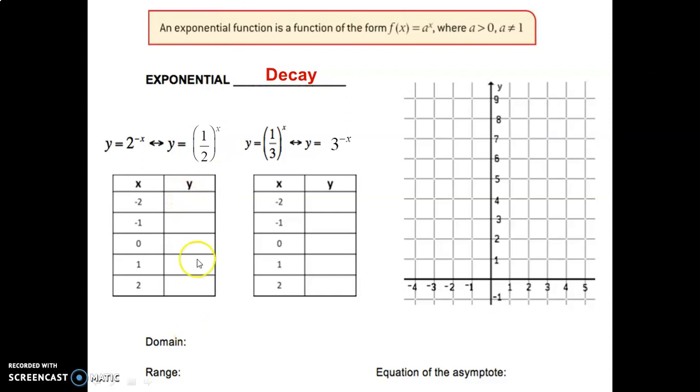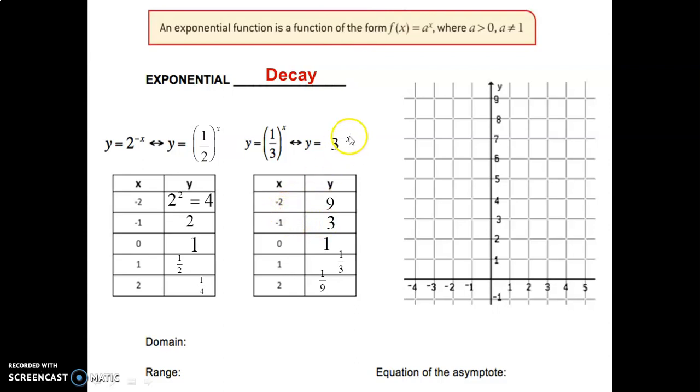Let's see what happens when you fill these tables. Let's put -2 into this one and see what we get. Well, that will work out to 2 squared, which is 4. Next one will be 2, then 1, then 1/2, and then 1/4. So let's see what that graph looks like. What's happening with that graph? Oh, let's fill this one in first. So we have 9, 3, 1, 1/3, and 1/9.